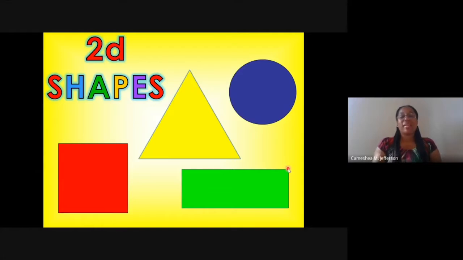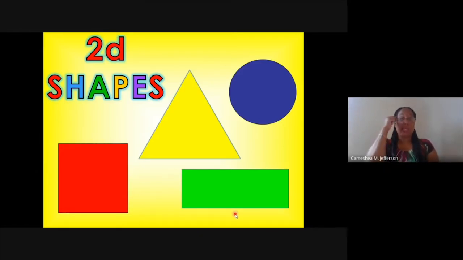All right. The next one that we have is the rectangle. Can you help me count how many sides the rectangle has? 1, 2, 3, 4. Now, what is different about the square and the rectangle? Remember, the square has 4 equal sides. Does a rectangle have 4 equal sides?